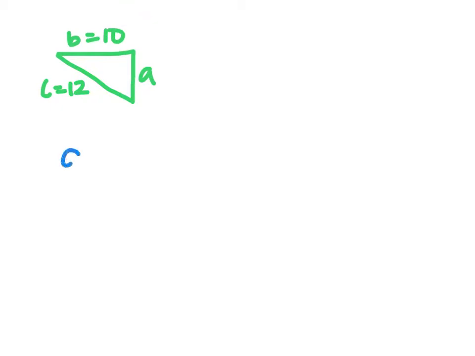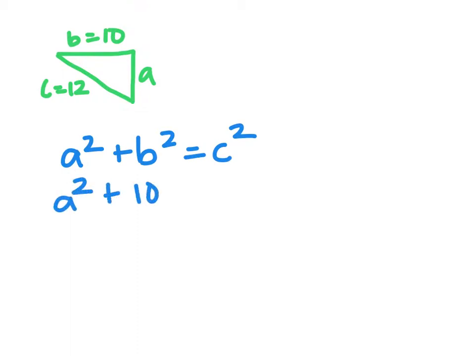Now what if we know the length of the hypotenuse and the length of a leg, and we need to find the length of another leg? Let's try that. Let's imagine we have a triangle that looks like this. We know that B equals 10. We know that C equals 12, but we don't know what A equals. So let's go ahead and set up our formula. We know that A squared plus B squared equals C squared. Let's plug in what we know. A squared plus 10 squared equals 12 squared. So we have A squared plus 100 equaling 144.